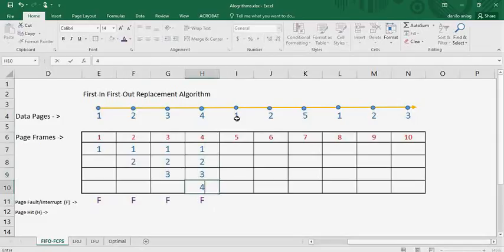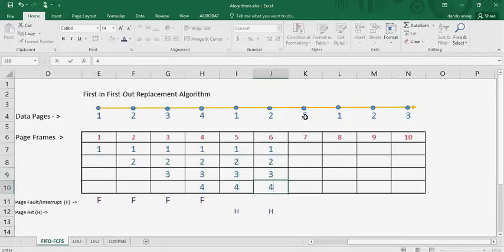The next page that is being called is page 1. As you can see, page 1 is already in the page frame right there, so that would result in a page hit. So here we're just going to copy 1, 2, 3, and 4. We don't need to pull data page 1 from the hard disk because it's already stored in the RAM currently. The next page that is called upon is 2. As you can see, 2 is also there. That would result in a page hit. So 1, 2, 3, 4 will remain the same.